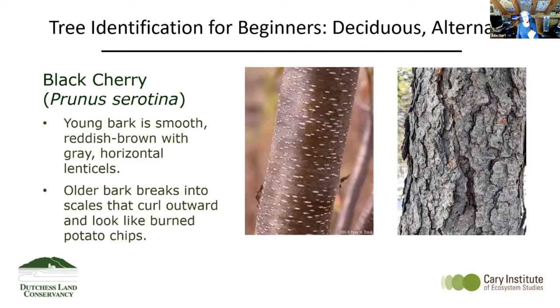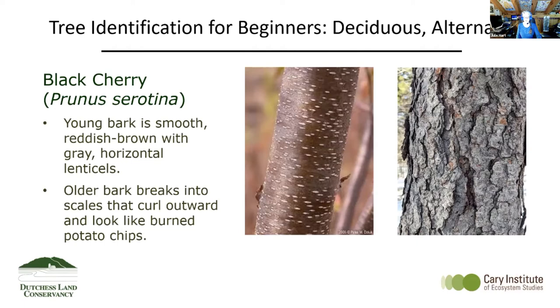Now, I put this here because the next thing we're going to look at is the birch trees. And birch trees on the young bark also is reddish brown with horizontal pale lenticels. So they're really, really easy to confuse with black cherry. Like I said in the video, the best way to tell a black cherry from a black birch is the smell. The black cherries have sort of a bitter almond smell, and black birch has a wintergreen smell. So let's go into the birches.